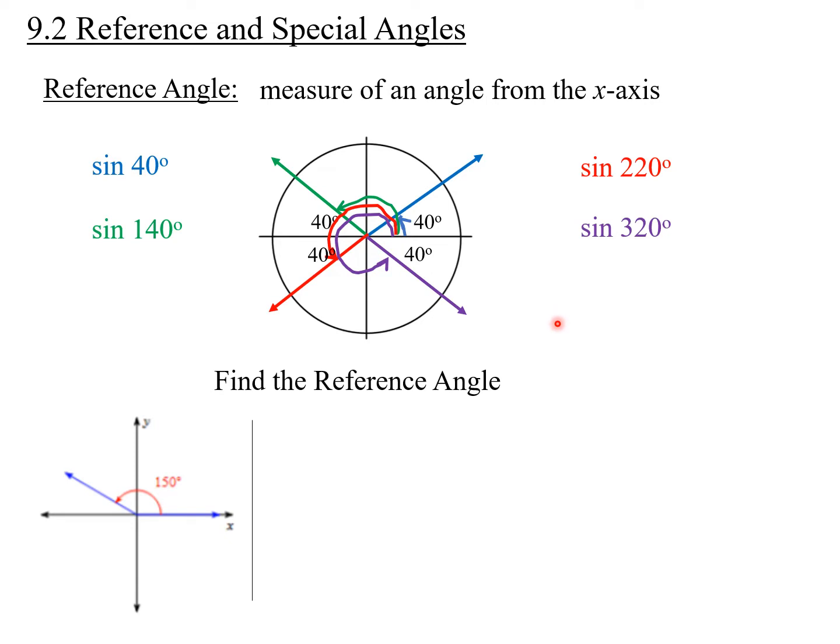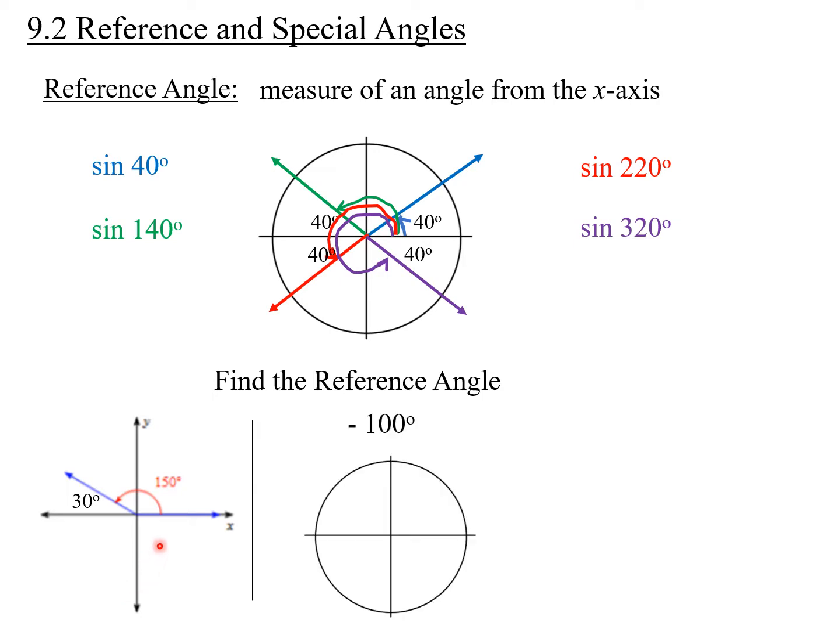All right, let's look at some additional examples here. Find the reference angle here. Similar to what we did up above, if this is 150 and this is 180, then the reference angle will be 30 degrees.